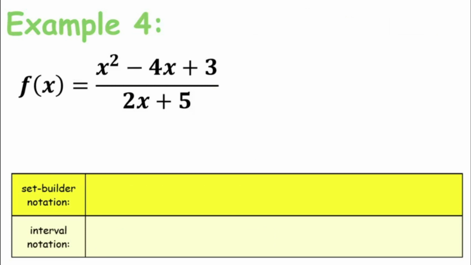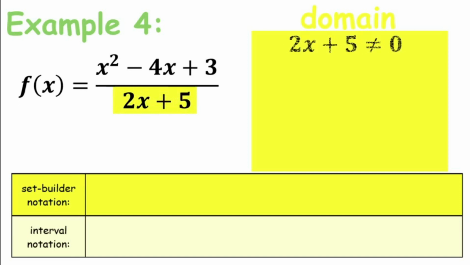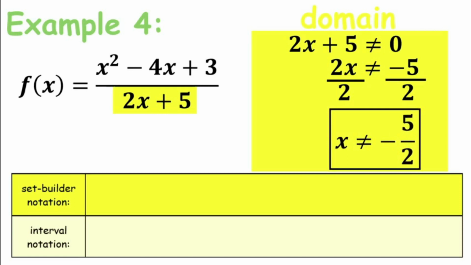Example 4. The denominator is 2x plus 5. 2x plus 5 is not equal to 0. Transpose positive 5, we have 2x is not equal to negative 5. Divide both sides by 2. x is not equal to negative 5 halves.